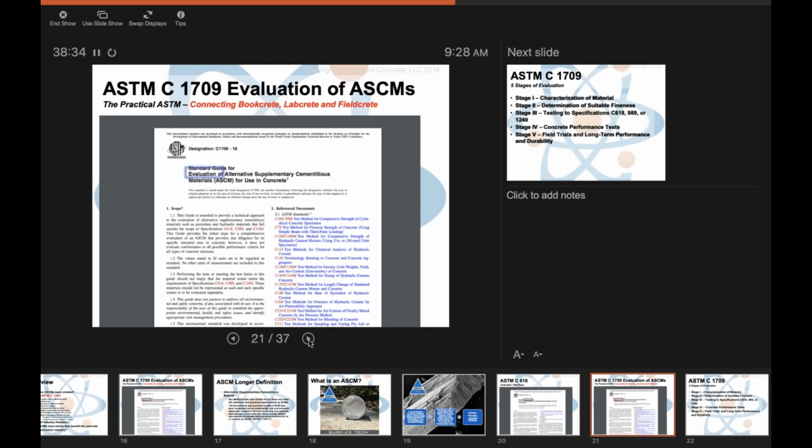And while I've seen some amazing technologies in the field, it's rare that you have an ASTM that not only connects the lab, but uses tests and methods to showcase what that technology can do in the field. Next slide, please.